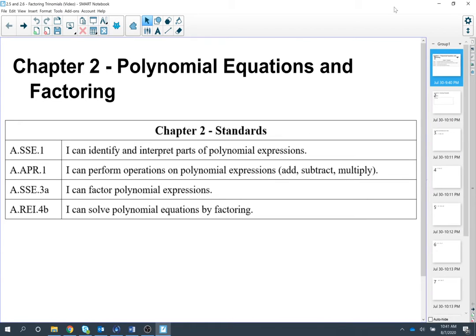In this video, we will be starting sections 2.5 and 2.6, which means we're really going to start hitting hard this idea of factoring. So when we're looking at our standards, A.SSE.3a, I can factor polynomial expressions. We already looked at factoring out the greatest common factor. Now we're going to specifically start looking at like factoring, and how we get those polynomials from standard form into factored form.